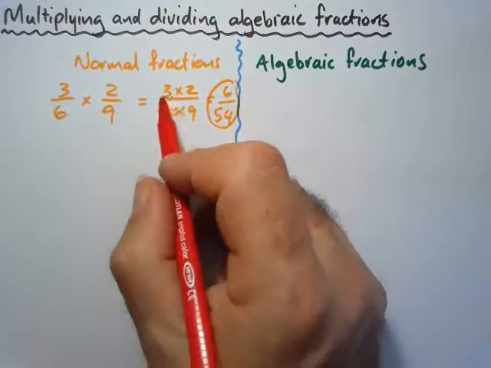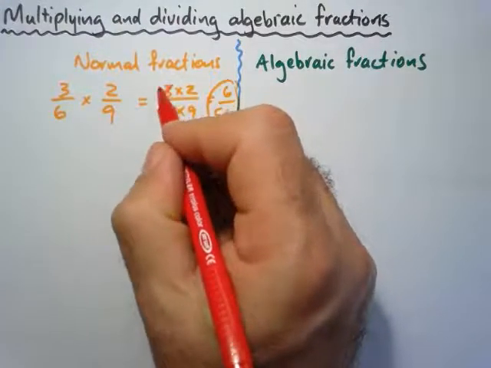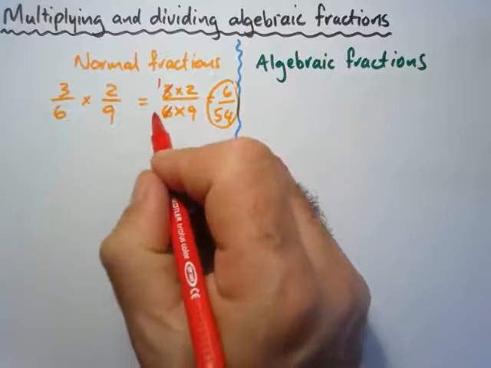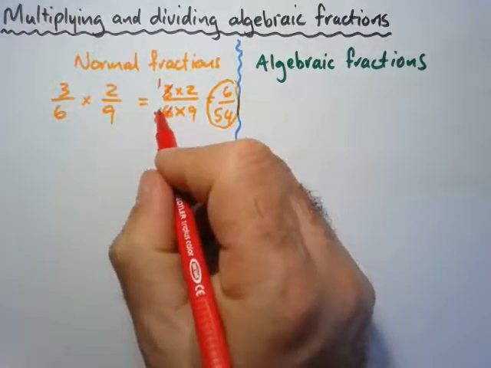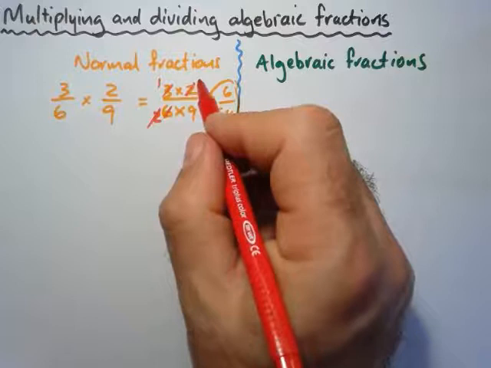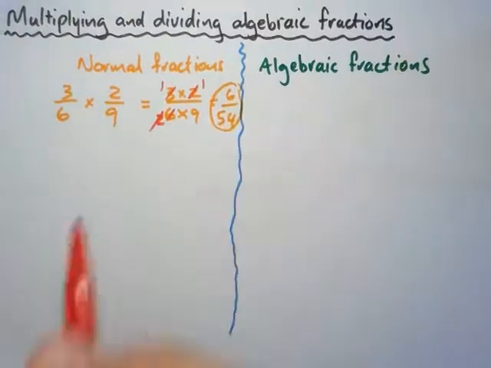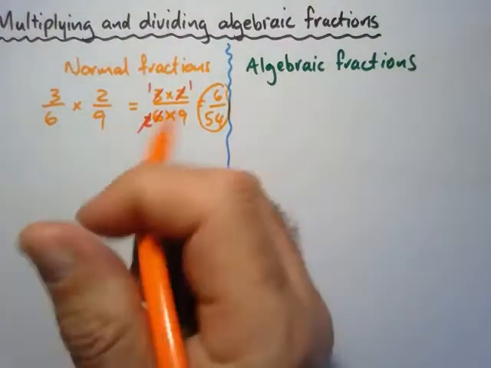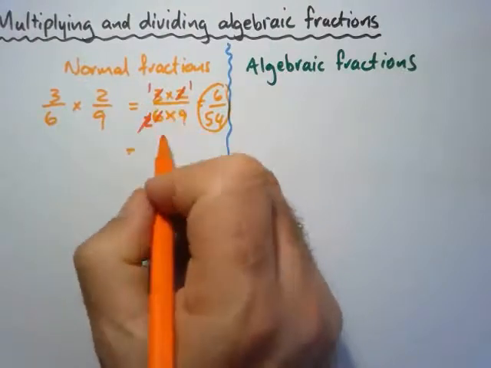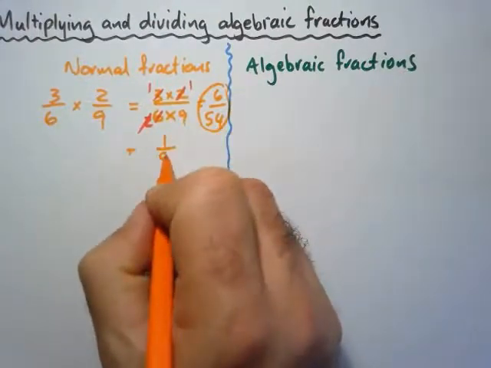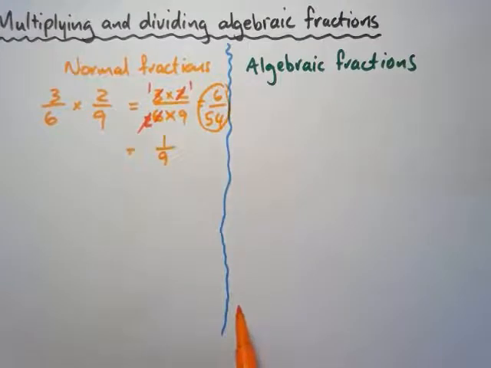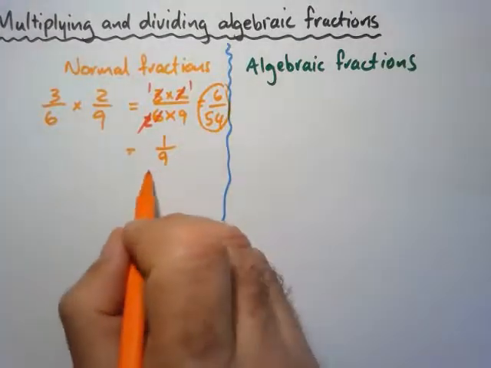We say, can 3 go into anything? Yes, 3 goes into itself once, and into 6 twice. And 2 divides into 2 once. So my answer will be 1 times 1 is 1, and 1 times 9 is 9, so the answer is 1/9. That will be the answer.